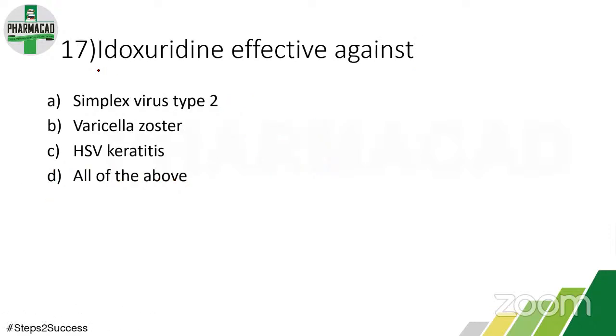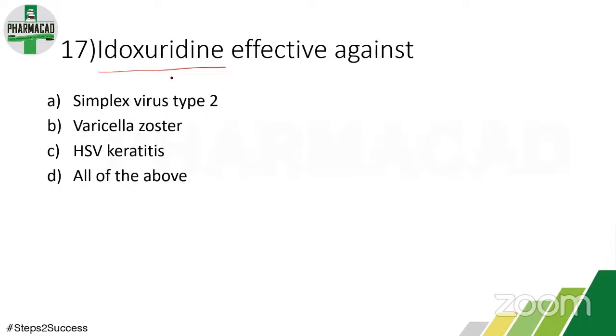Next question. Idoxuridine is effective against? As we saw in the previous question, they had given the structure of one compound having iodine, and we concluded this is the structure of idoxuridine. It means this idoxuridine is the iodinated analog of what? Deoxyuridine.